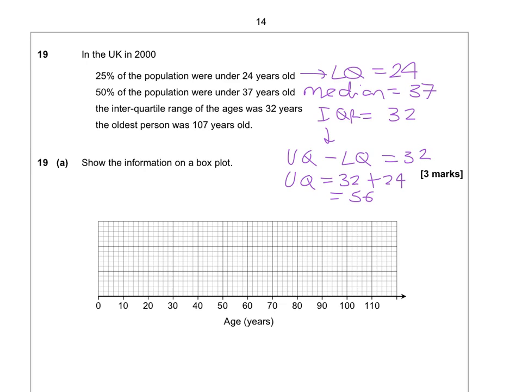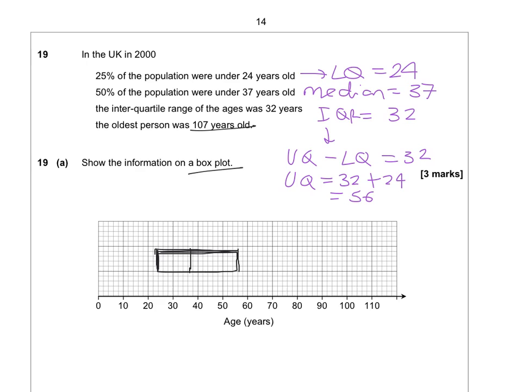So we need to draw this on our box and whisker plot. So the median, first of all, is 37, which is approximately here. The lower quartile is 24, which is approximately here. And the upper quartile is 56, which is here. And then we can draw in, neatly, using a ruler, the box part of the box and whisker plot.